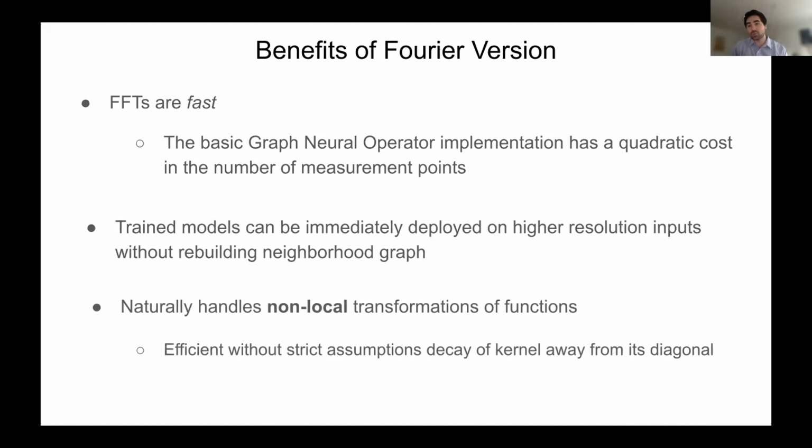And also, again, compared to the graph neural operator version, there's no computational cost for not having a kernel which is concentrated along its diagonal. In the graph neural operator version, if the kernel sort of sees everything in the domain and doesn't start getting small outside of neighborhoods of points, that really increases the computation time. But because we're using the Fourier transform, these sort of global relationships don't incur any sort of extra cost.